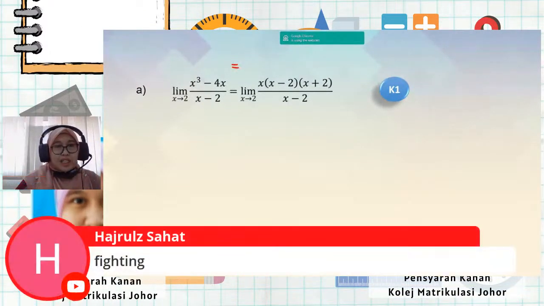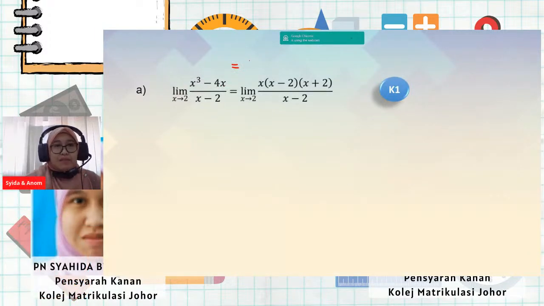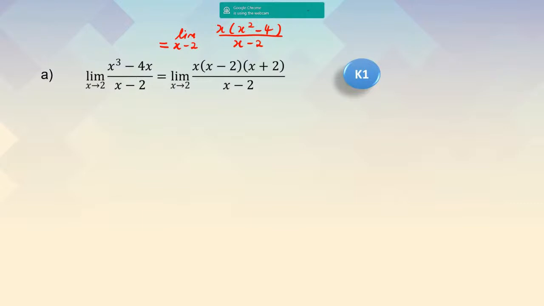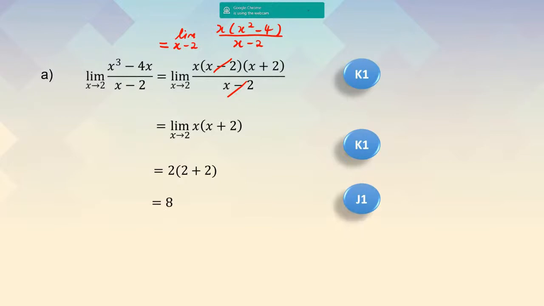Since we have x cubed minus 4x, we can factorize it as the limit of x times x squared minus 4 over x minus 2 as x approaches 2. Then you can factor x squared minus 4 into x minus 2 times x plus 2, and simplify. So we will get the limit of x times x plus 2 as x approaches 2. Then substitute the limit, that is x equals 2, into your function, and you'll get the answer, which is 8.